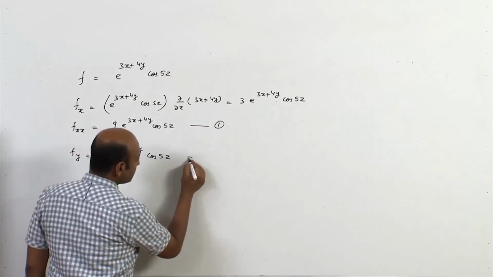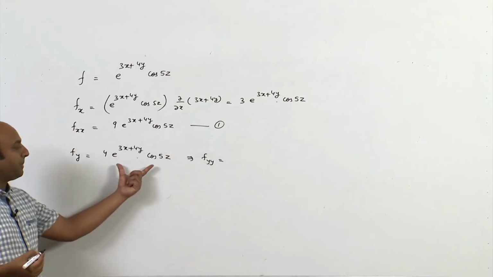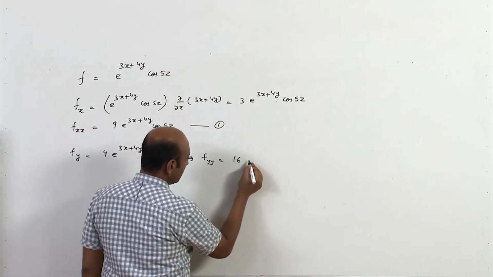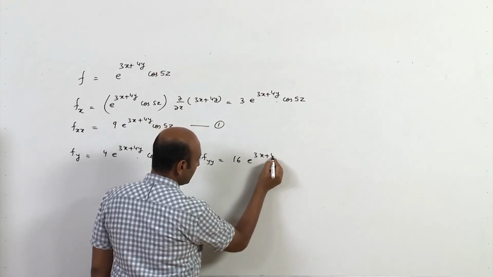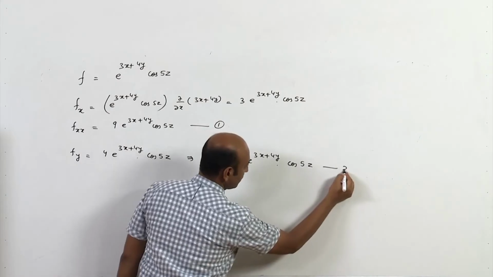Now, this implies f y y will be, now differentiate this again partially with respect to y. So, what we will obtain? This is 16 e raised to power 3x plus 4y cos 5z. So, this is the second equation.